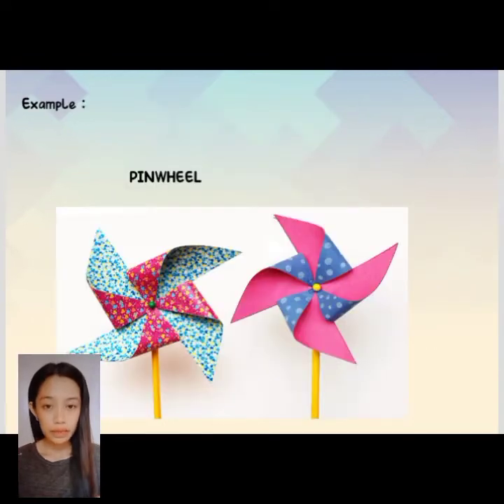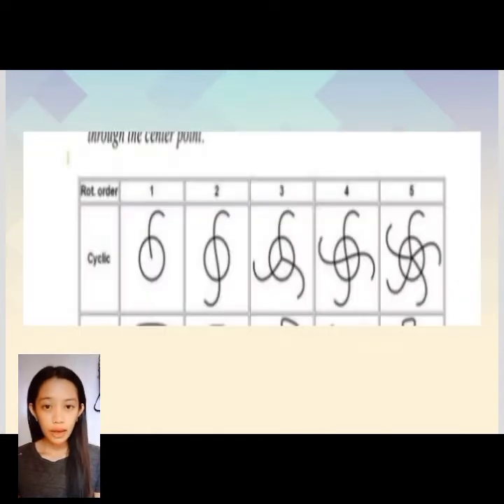So here are the examples of cyclic rosettes. An example in cyclic rosettes is a pinwheel. So as we can see in the picture, pinwheel has no reflection. So here is another example in cyclic rosettes. So makita gid nato sa picture nga has no reflection symmetry.